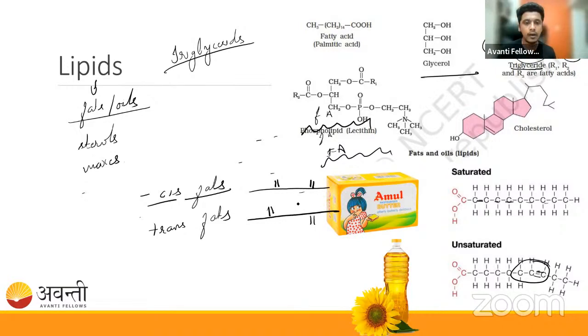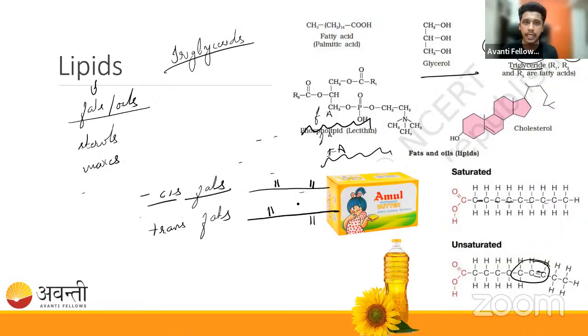Usually cis fats are quite good for your body. Basically, they reduce your cholesterol level and the plaque levels in your body. When it comes to trans fats, they are artificially made. Basically, you take a saturated fat and you pump in hydrogen. When you hydrogenate it, double bonds will be formed in your structure. That will give rise to trans fat.